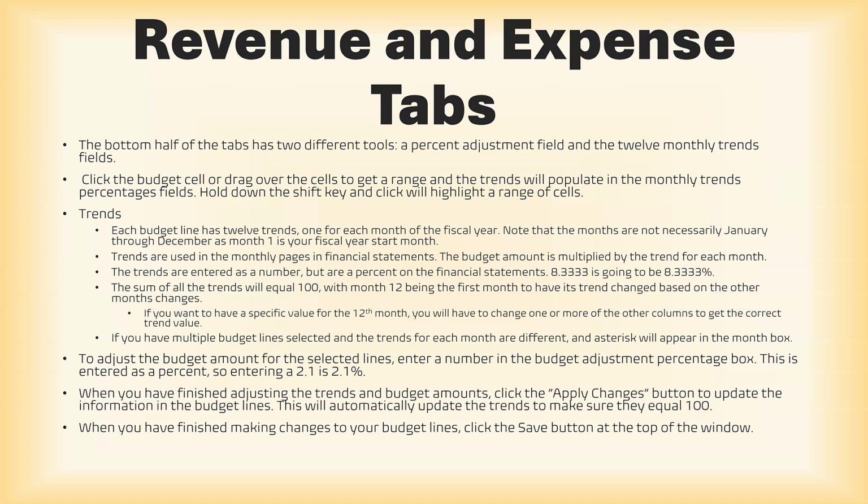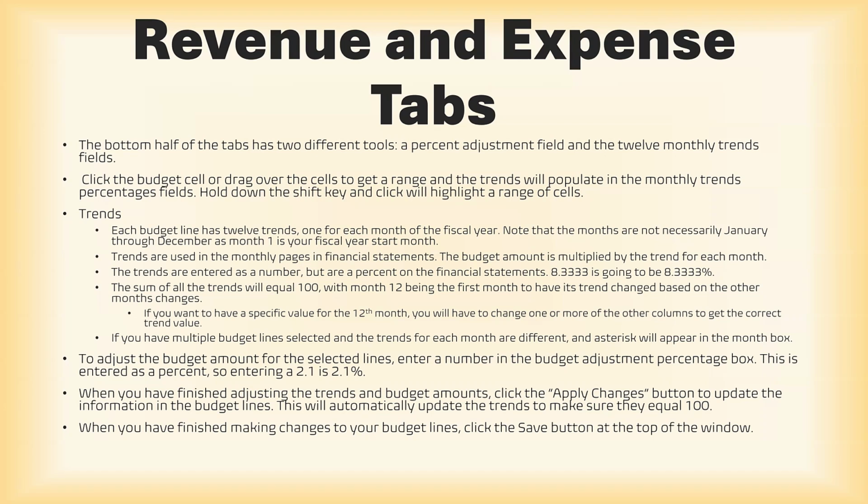So for trends, each budget line has 12 trends, one for each month of the fiscal year. Note that the months are not necessarily January through December, as month one is your fiscal year start month. So if your fiscal year starts in October, then M1 is considered October as opposed to January. So that is the month of your fiscal year.